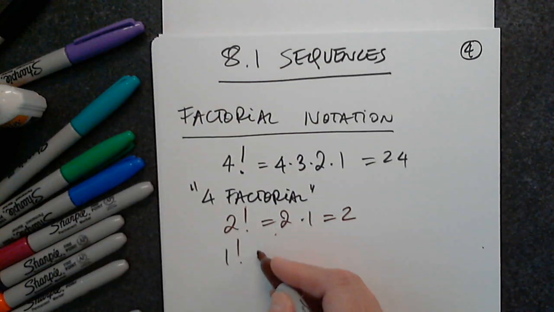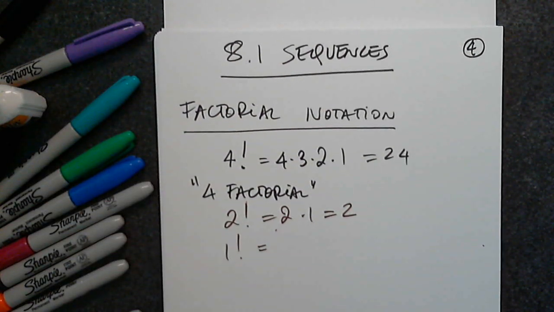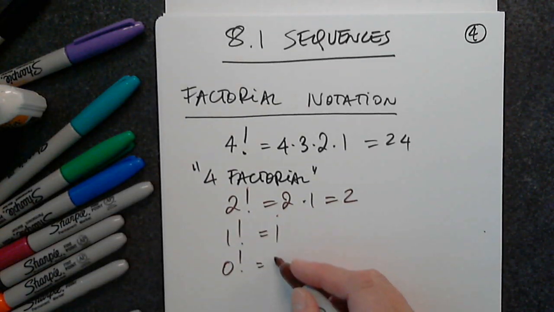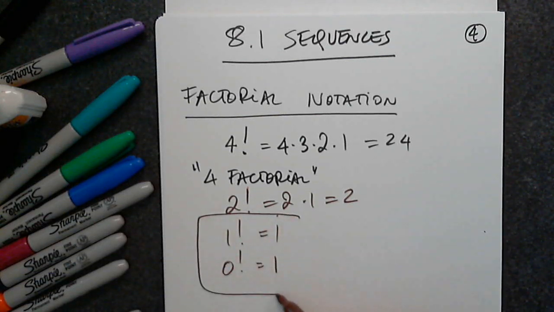What about 1 factorial? What do you think this would be? Just 1. What about 0 factorial? You may not like this, but 0 factorial is also 1. By convention, 1 factorial and 0 factorial equal the same number.